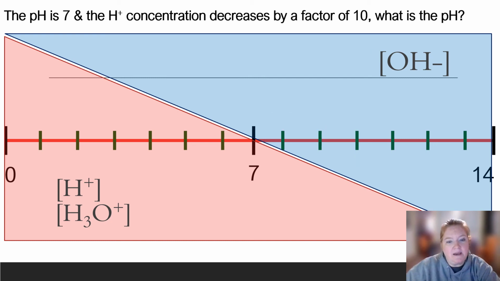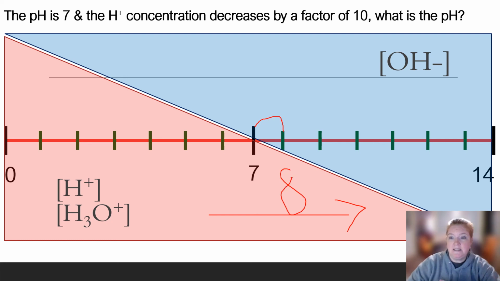The pH is 7. So we're starting at 7. And the H plus concentration decreases. So which way do I go for decreasing H pluses? This way. By a factor of 10. There we go. So my new pH is 8.